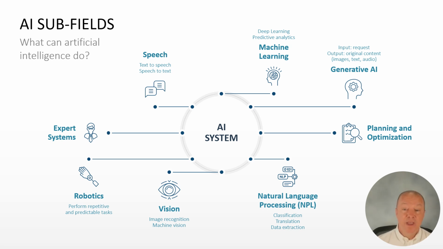We also have AI used in planning and optimization. We have natural language processing, which is classification, translation, data extraction. We also can use AI for image recognition and machine vision. We also use AI for robotics as well as expert systems to help us better determine decisions considering large volumes of facts.